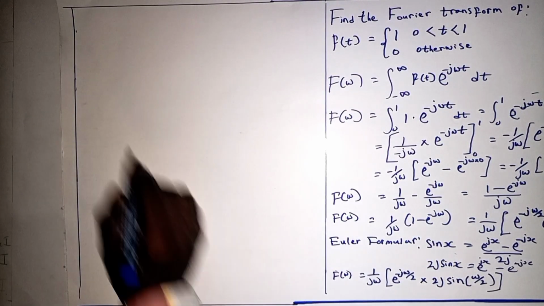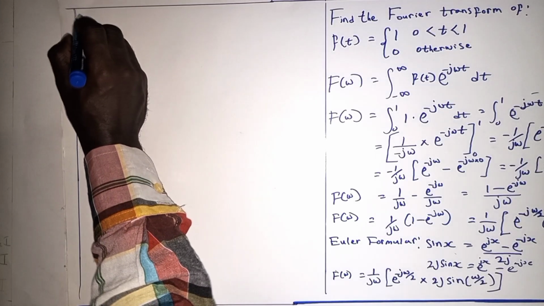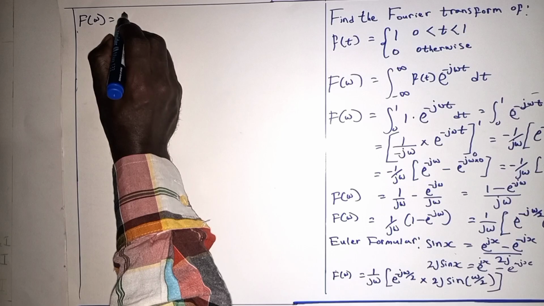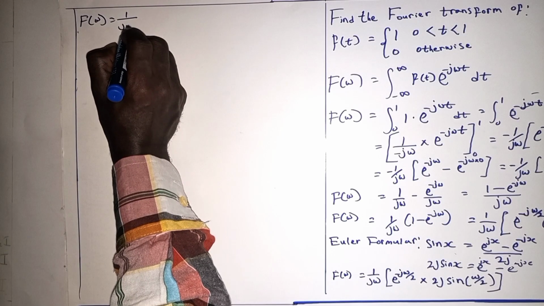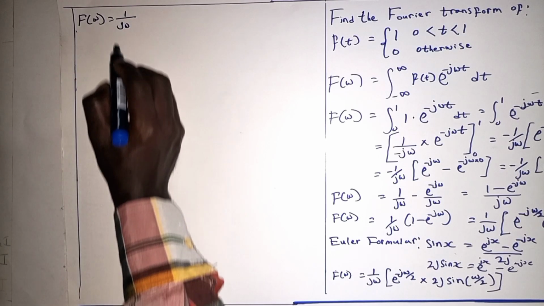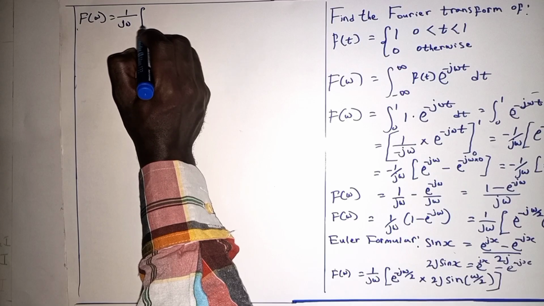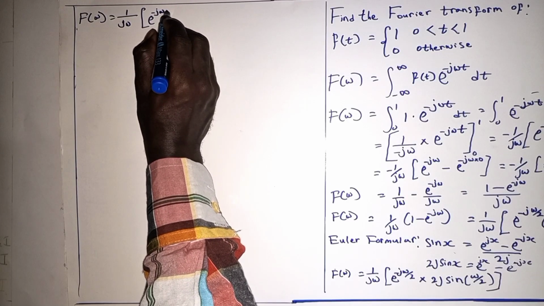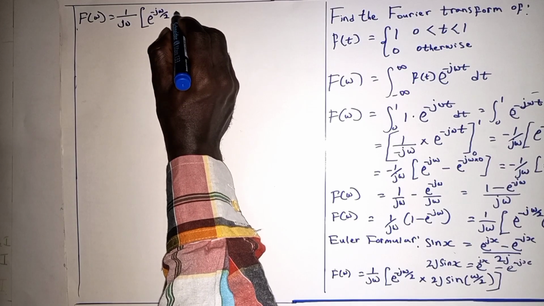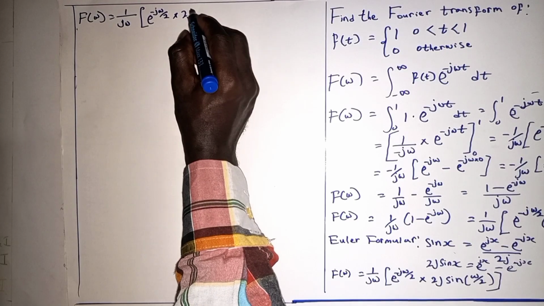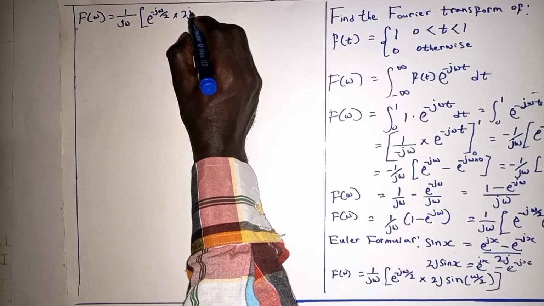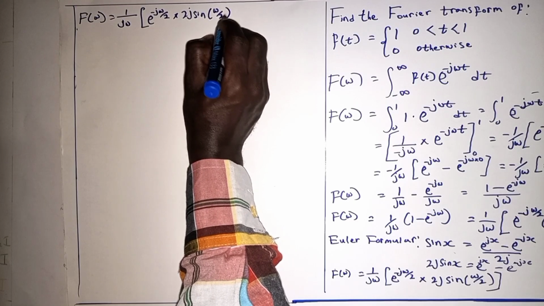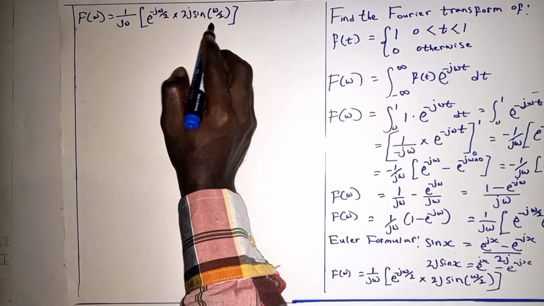So then let's continue from here. If omega over j omega minus jw over 2 times 2j. Forget that j is complex number, sine w over 2.